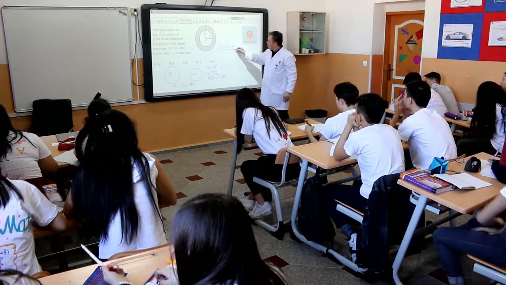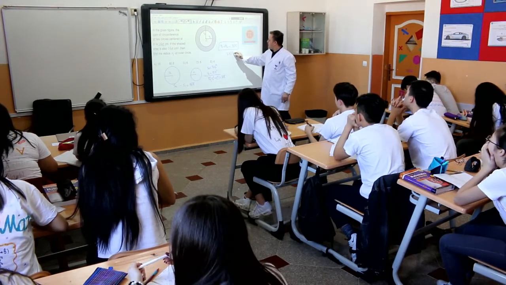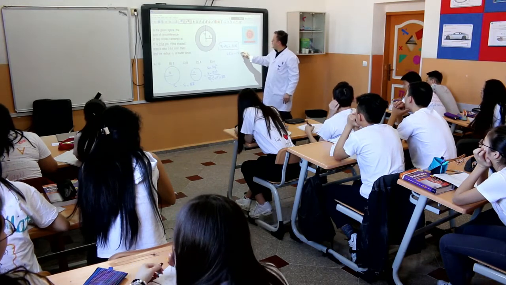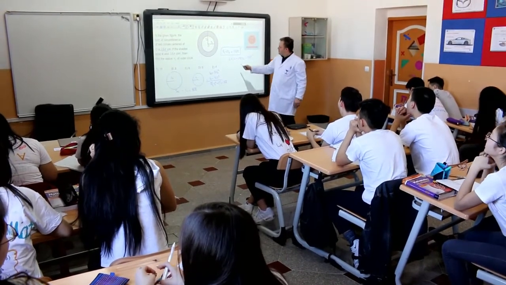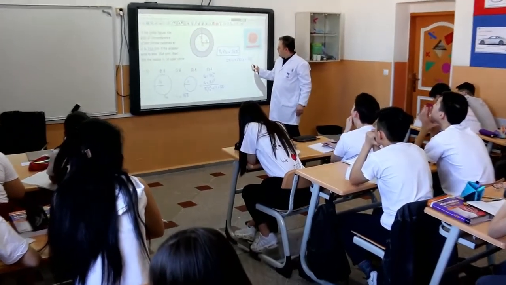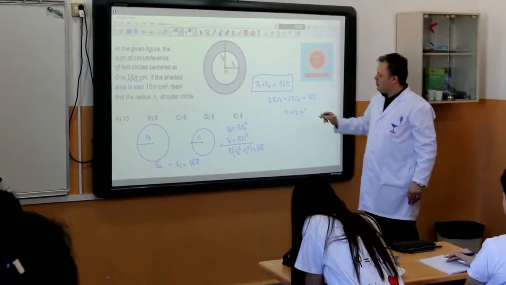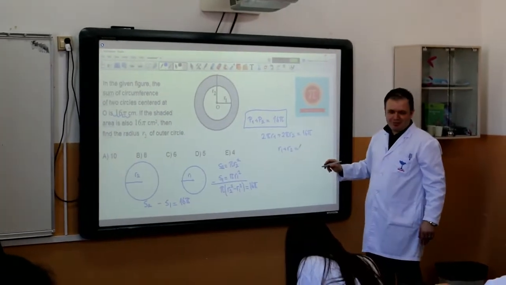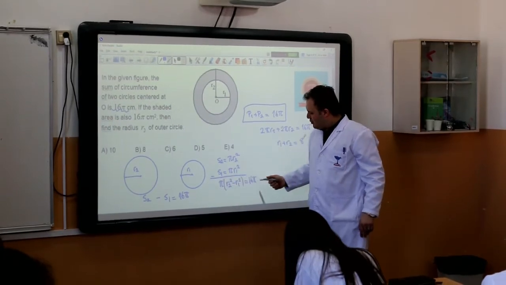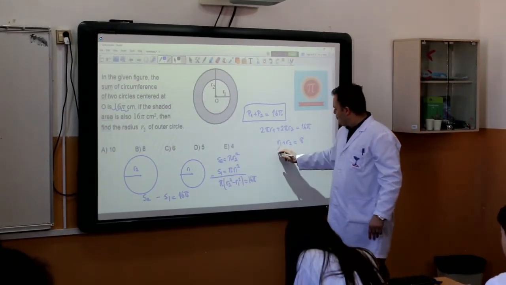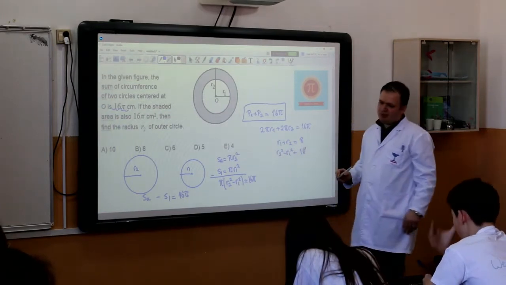And given the perimeter, what do I know? 2 pi R1 plus 2 pi R2 is equal to 16 pi, right? And 2 pi are the same. If I divide both sides by 2 pi, what do I get? R1 plus R2 is equal to 8, right? And here, if I divide both sides by pi, R2 square minus R1 square is equal to 16. Okay?